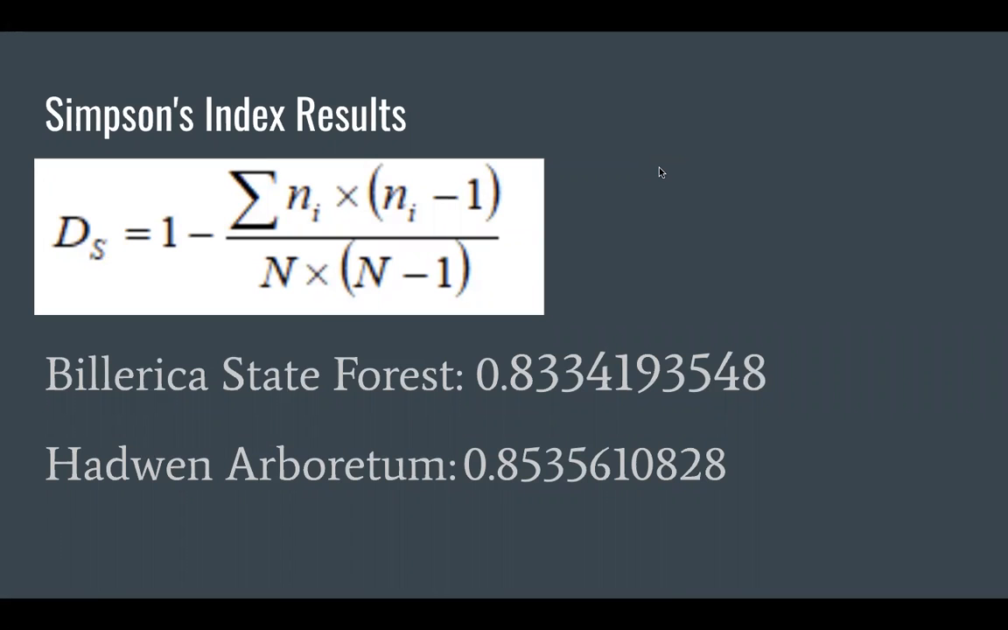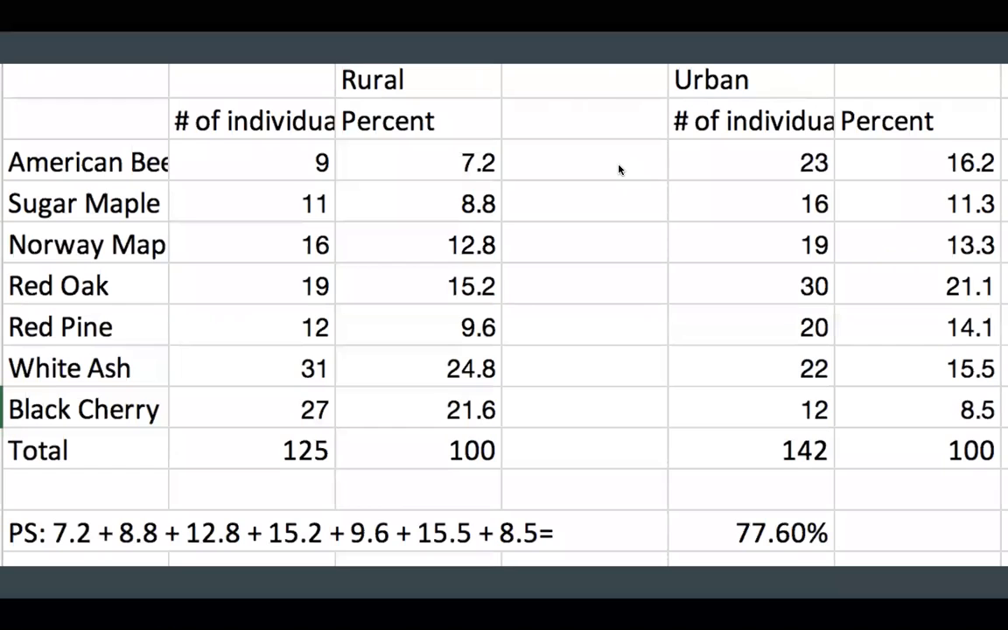I also did a Simpson's index, and in this one, the higher number is more diverse. So again, Hadwin has the higher number, making it more diverse than the Billerica State Forest. I also conducted a percent similarity test between the two places, and I calculated that to be 77.6%, meaning that between the two locations, they're very similar, I would say.